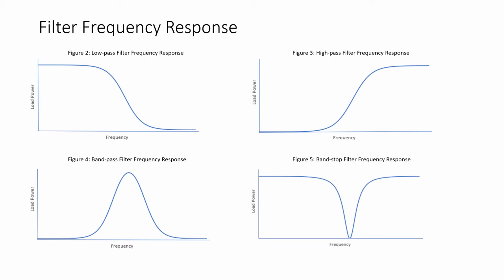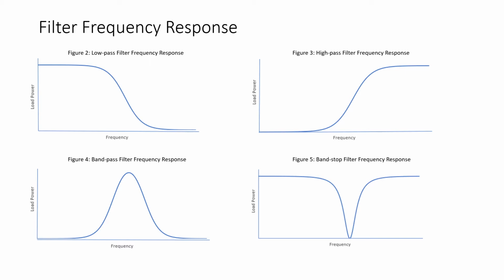In Figure 3, we see the frequency response curve for a high pass filter. Again, frequency is the x-axis, load power is the y-axis, and you can see from the plot that at low frequencies, the load power is minimal, and at high frequencies, the load power is maximum. Again, the high pass filter passes high frequencies to the load and blocks low frequencies.